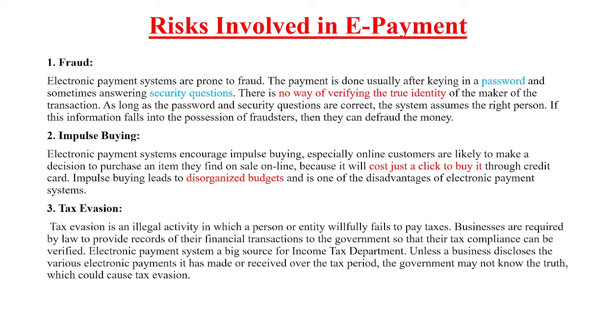And the third risk is tax evasion. Let me first explain what tax evasion is. Tax evasion is an illegal activity in which a person or an entity willfully fails to pay the tax. Any business is required by law to provide the records of their financial transactions to the government so that their tax compliance can be verified.